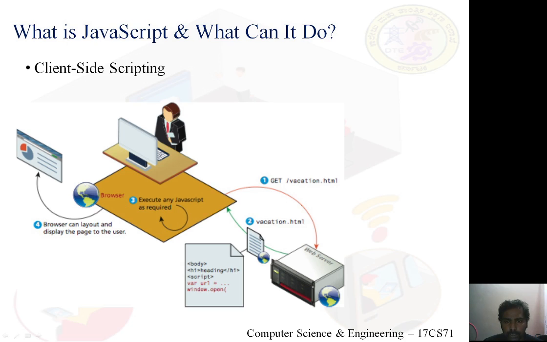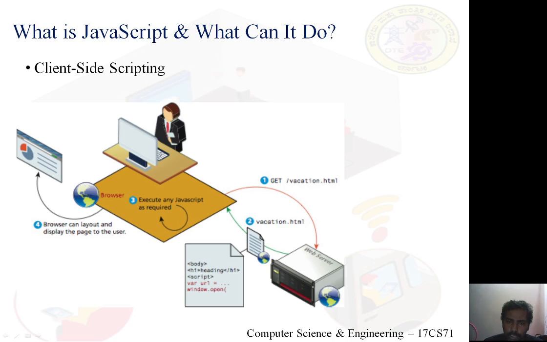In the browser's address bar, the user requests to access a web page, vacation.html. Now this request is sent to the corresponding web server. The web server processes that request and returns the HTML source code, which includes JavaScript embedded in it, to the client machine, to the client.